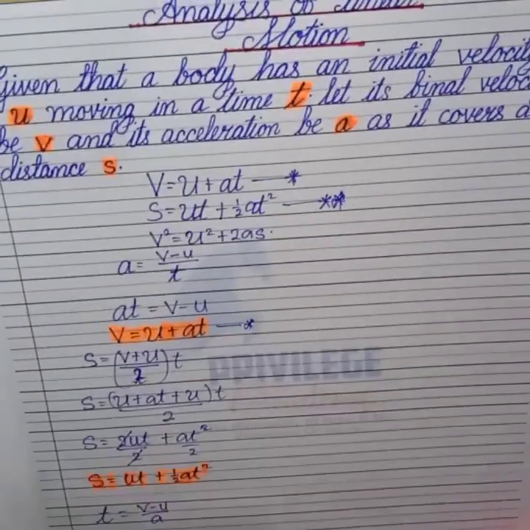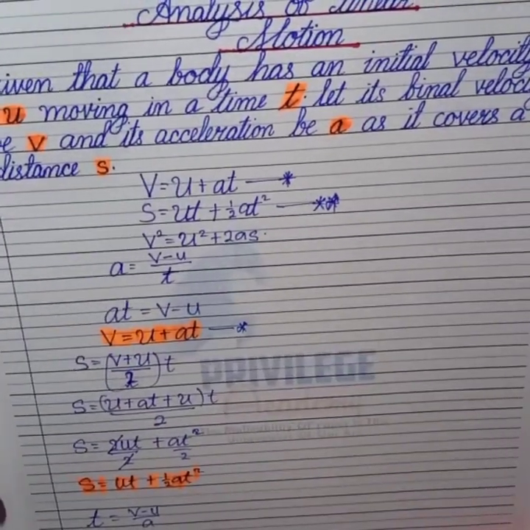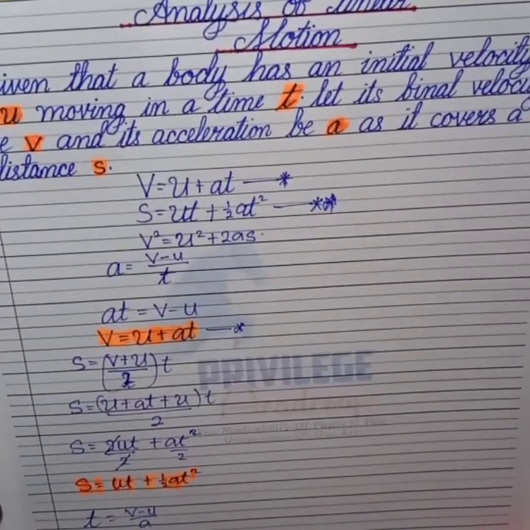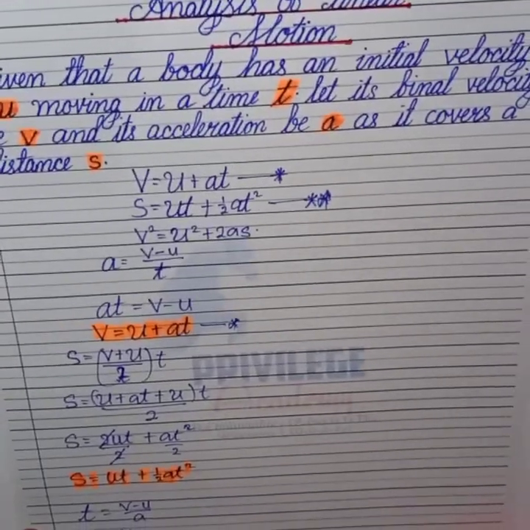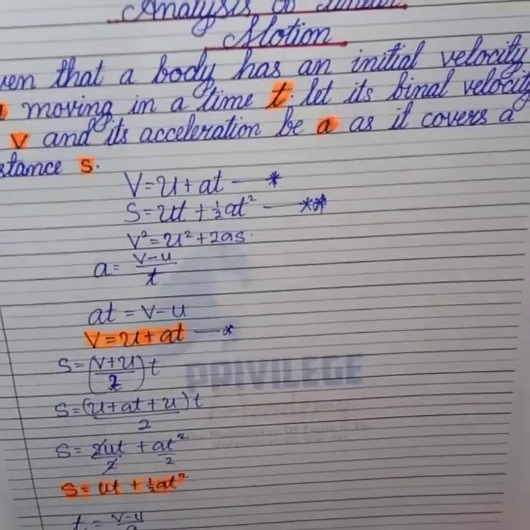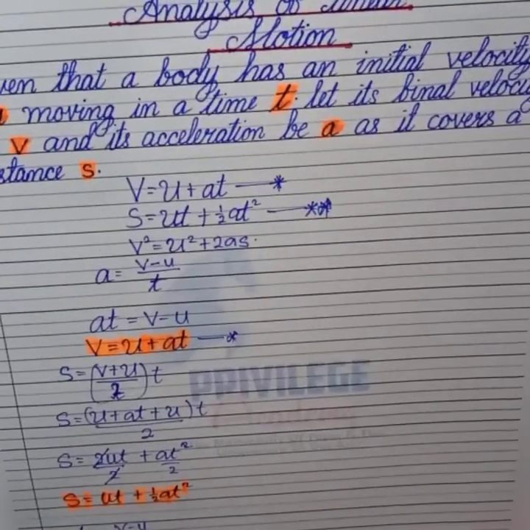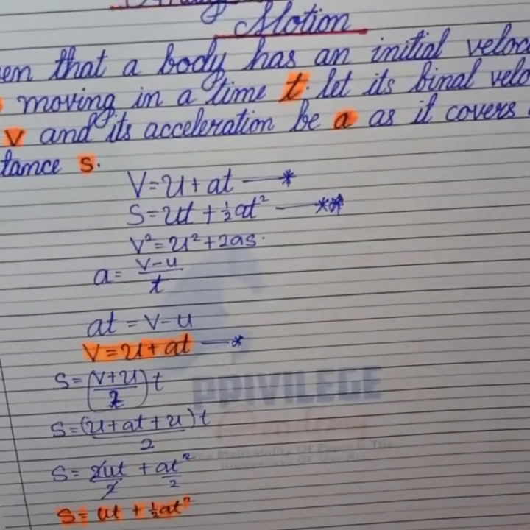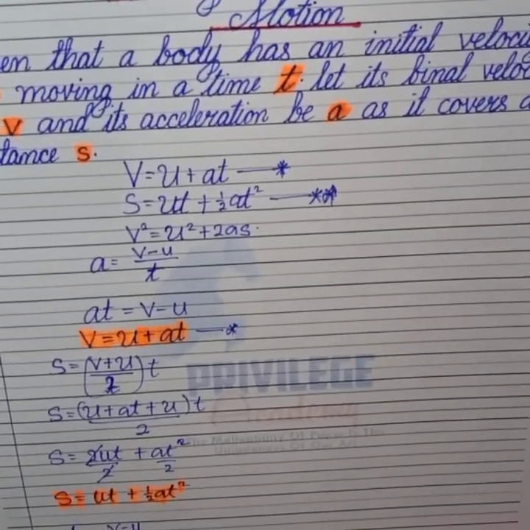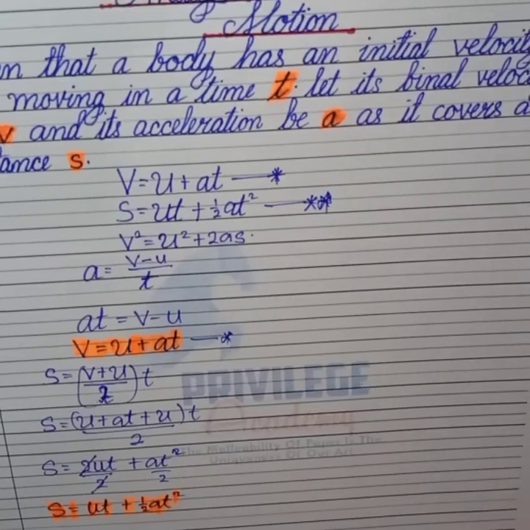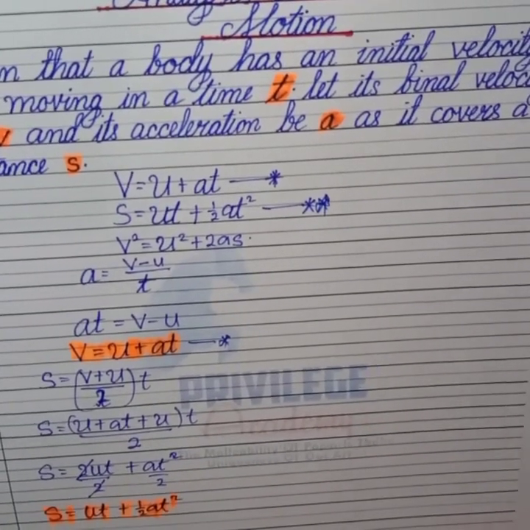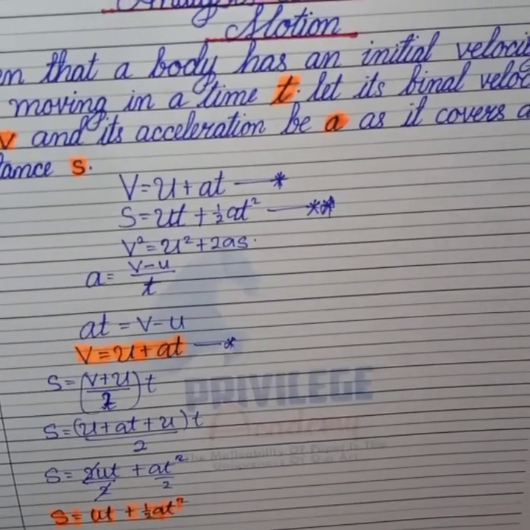Then this equation will become s equal v plus u over 2 multiplied by v minus u over a. If I use these brackets to open each other, I will have that s equal v times v, that's v squared, v times u minus uv.